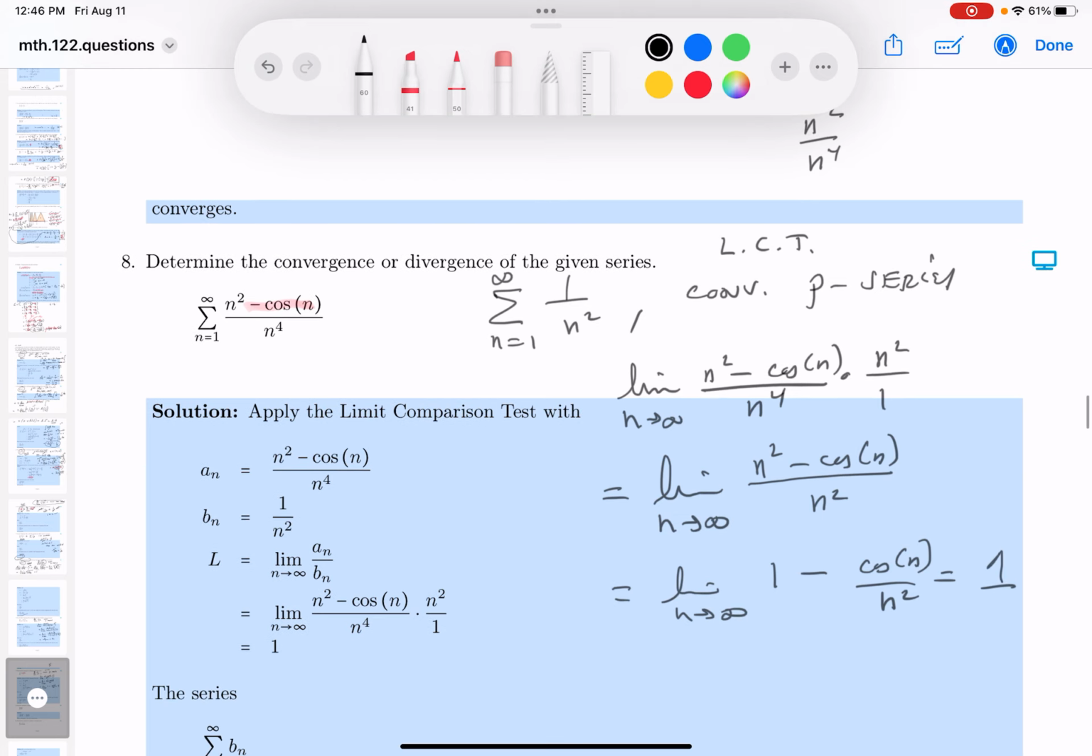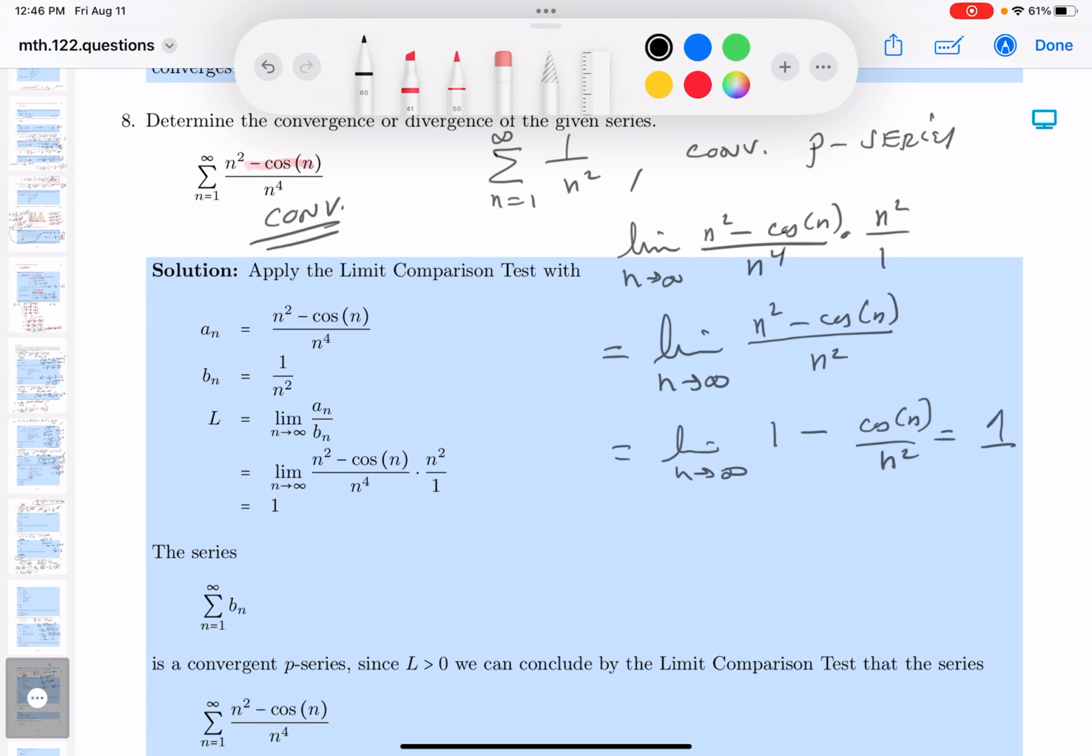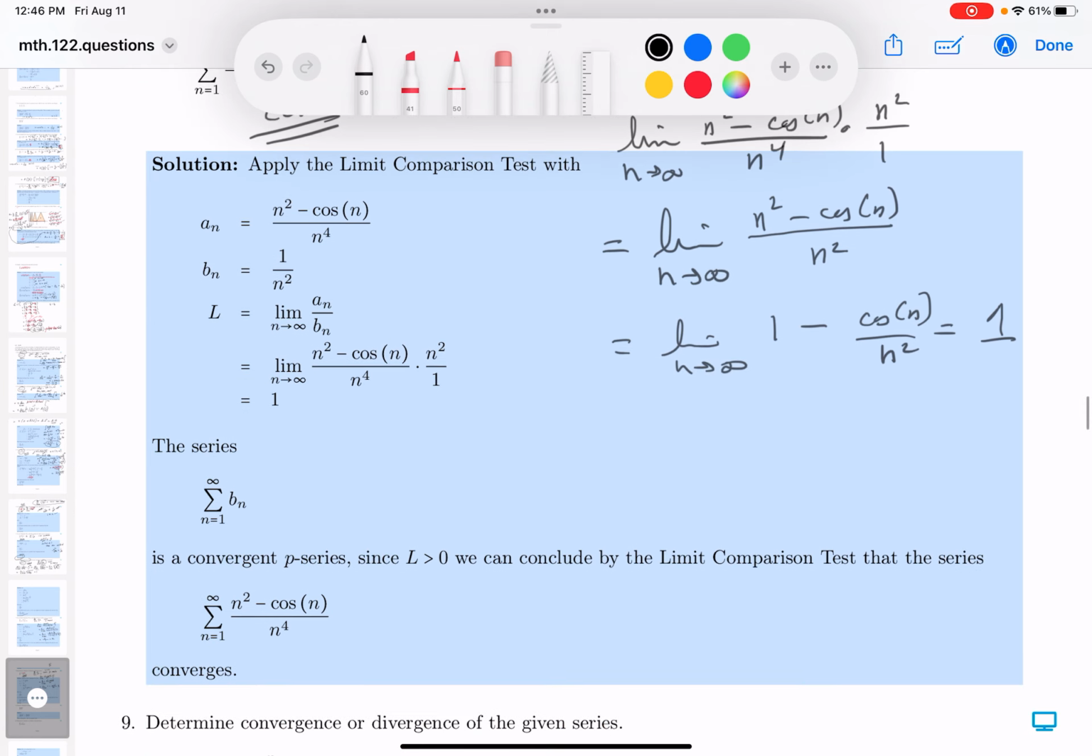All right, what do I know? By the limit comparison test, this series actually converges. It's a positive term series, by the way. Let's see if that's been written down. Yeah, we got it. Converges. Thank you.